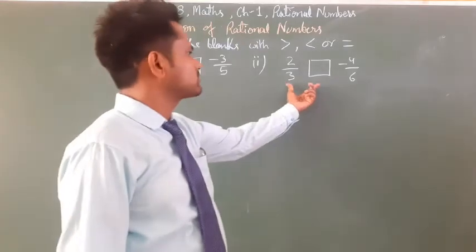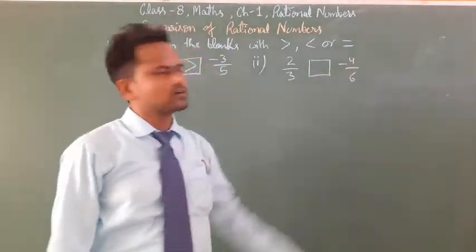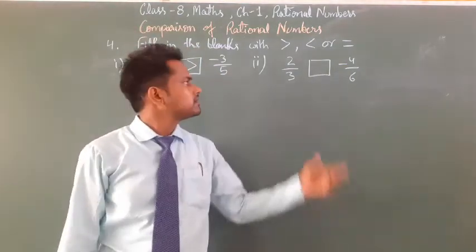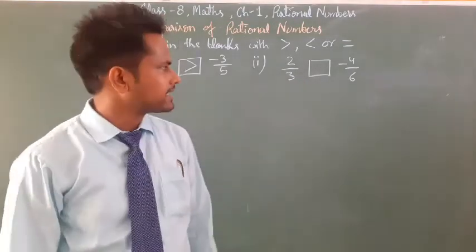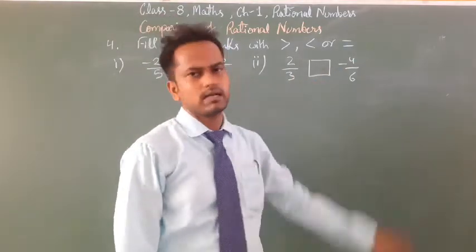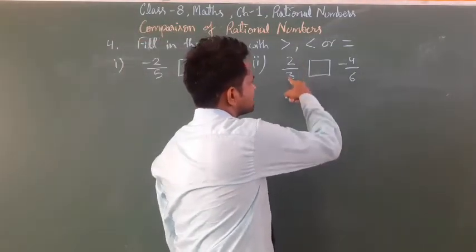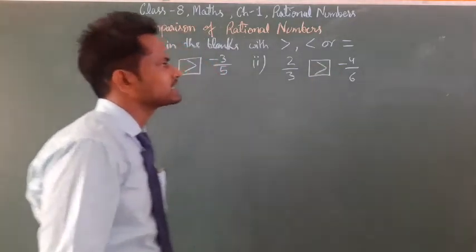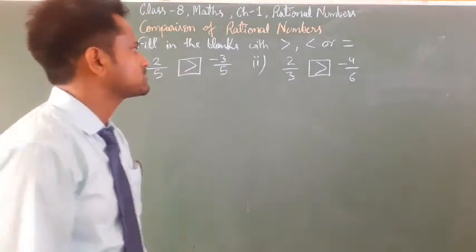If I talk about the second part, it is given 2 by 3 and minus 4 by 6. Which one is greater? Clearly, you know very well, a positive rational number is always greater than a negative rational number. So here 2 by 3 is a positive rational number and minus 4 by 6 is a negative rational number. So that's why 2 by 3 is greater than minus 4 by 6. Got it?